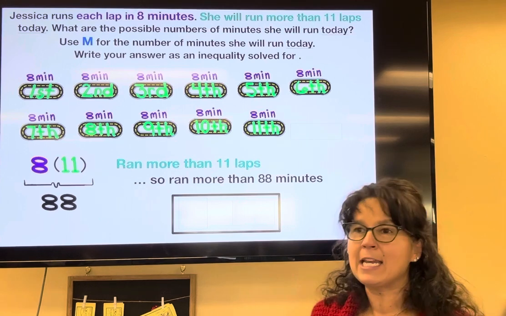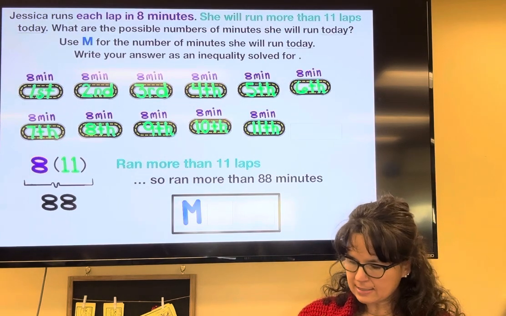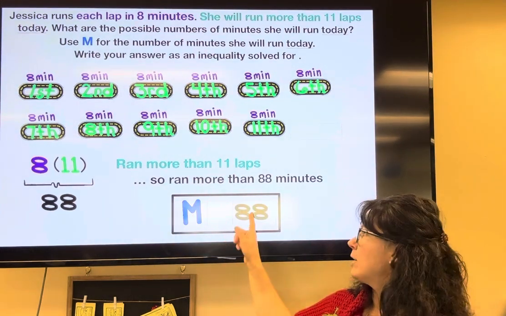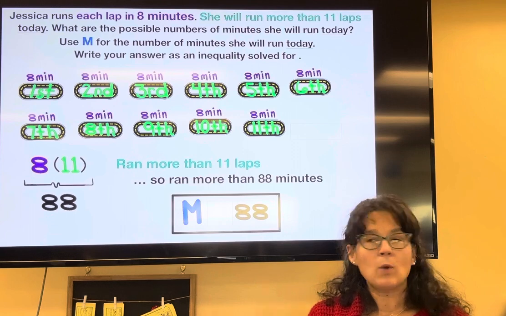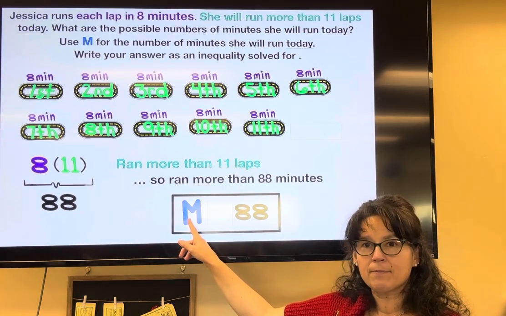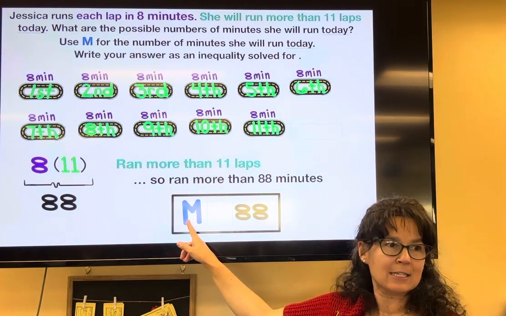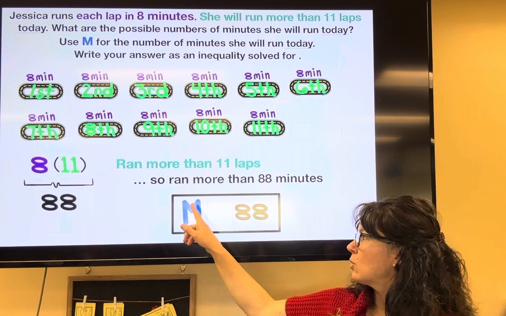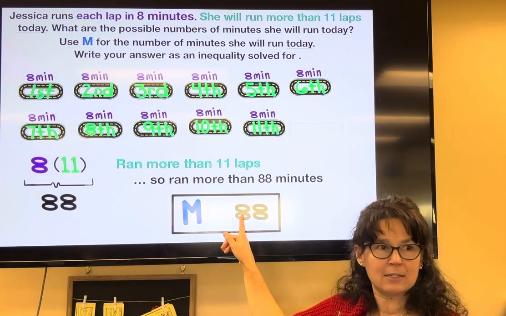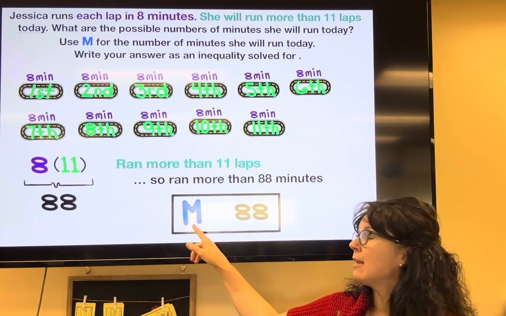If I put that in an inequality, this is going to be the minutes that she runs, and we know it's 88. Think about which side is bigger. This is how many minutes she spends running, and it has to be more than 88. So could this be 88? Is 88 more than 88? No. So we couldn't put 88, but anything more than that.